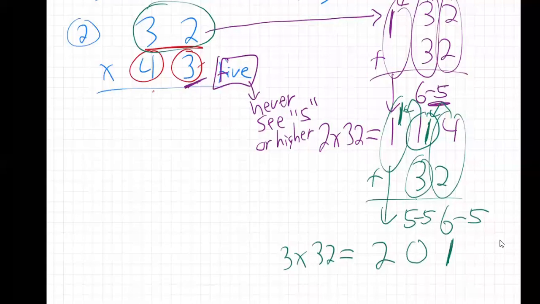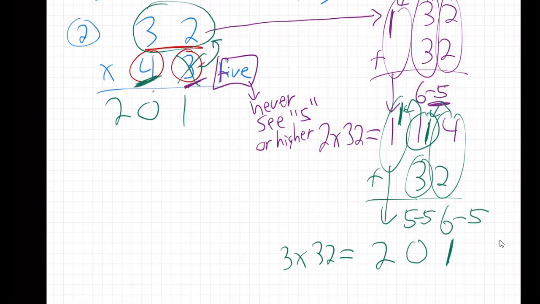So we can do our first step up here. 3 times 32, what is it? 201. And we've done half the problem. Really, we've done a lot more than half. Does that make sense so far? We've just figured out what 3 times 32 is. It's 201 because we added 32 to itself 3 times. And now I need to figure out what 4 times 32 is.